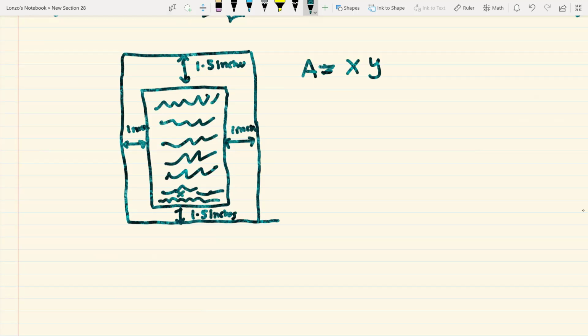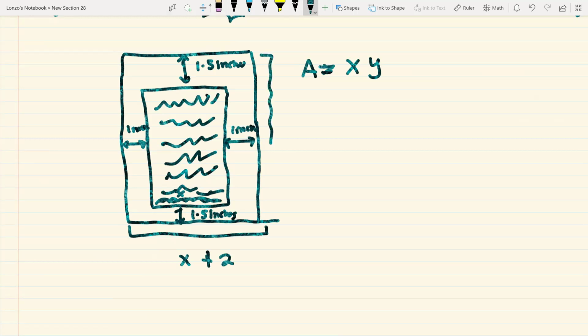But there's an addition. From here to here is just x, and then there's an additional 1 inch gap. 1 inch plus 1 inch is 2 inches. So the entire horizontal length is actually going to be x plus 2 inches, right? Because this length here is just x, and then you have an additional 1 inch here and an additional 1 inch there.